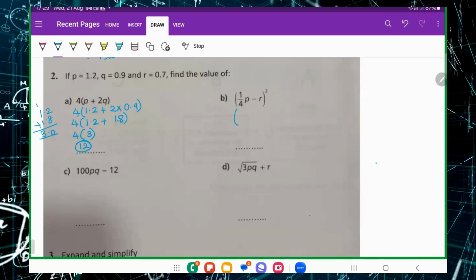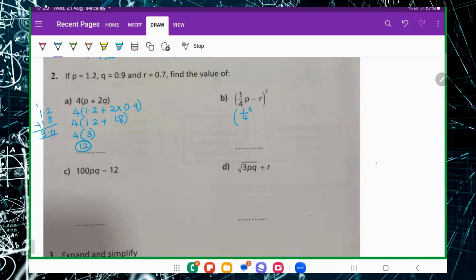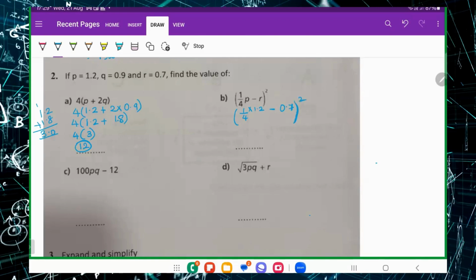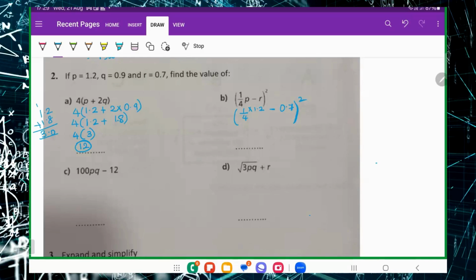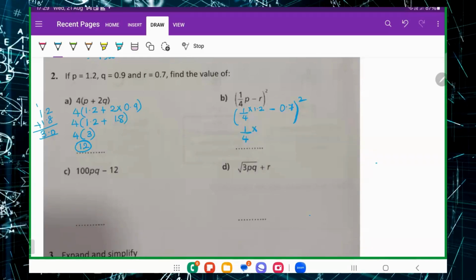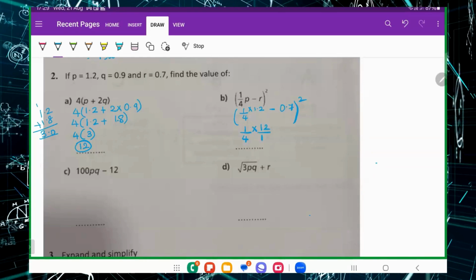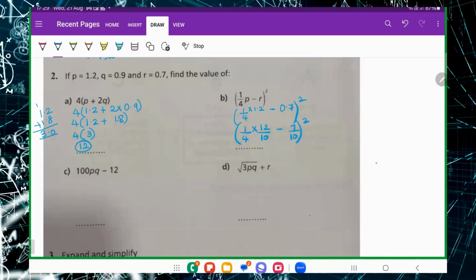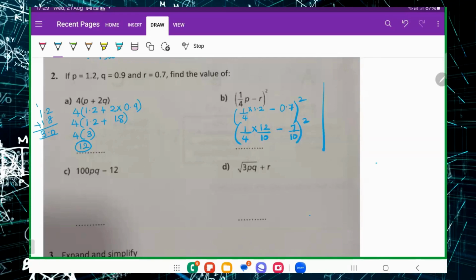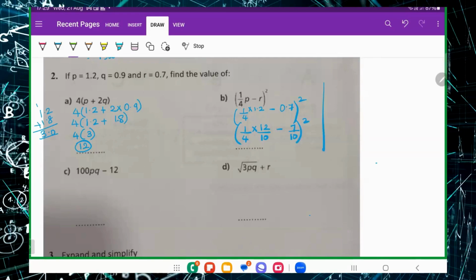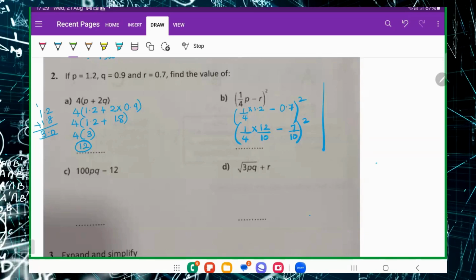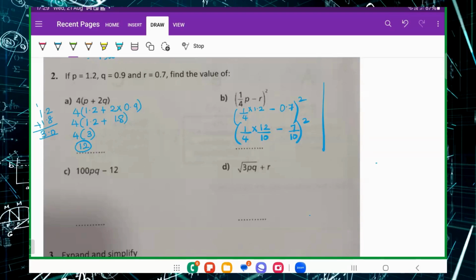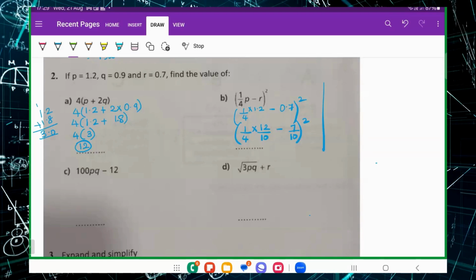Then here you have 1 upon 4 into P. The P is 1.2 minus R, which is 0.7, the whole square. I do not like writing the decimals like this, so I always end up converting that into a fraction. So 1.2 can be written as 12 upon 10 minus 0.7 will be written as 7 upon 10, the whole square. Now the next step would be, it is easier for me to reduce this. I will not disturb the 10 because the other fraction, that is 7 upon 10, has the 10. So I would not like to do anything to the 10 because that would make it easier for subtraction.